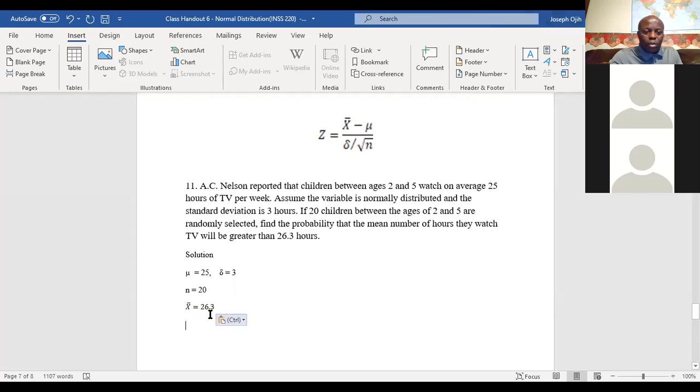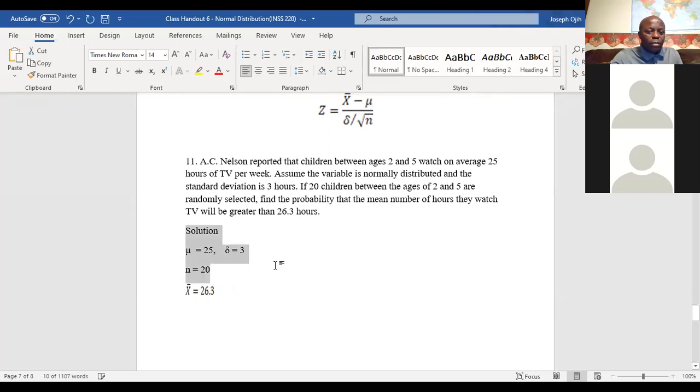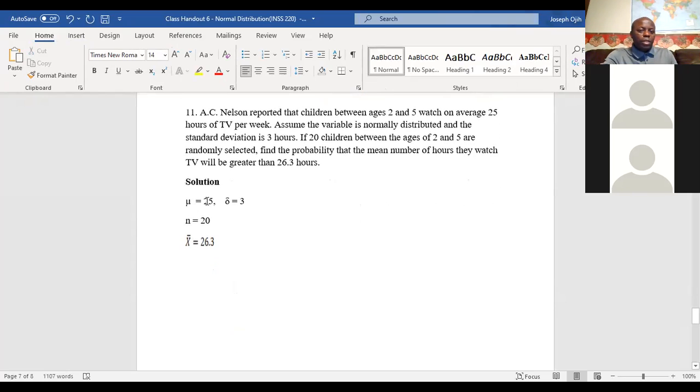Yeah. So we have everything with us. So we have the mean. I'm gonna make this a little bit bigger, at least 14. Good. Mean and standard deviation, sample size, and so they ask you to find the probability that, of these 20 children, the mean number of hours they watch TV is greater than this. So the first thing to do is to transform this from X to Z.